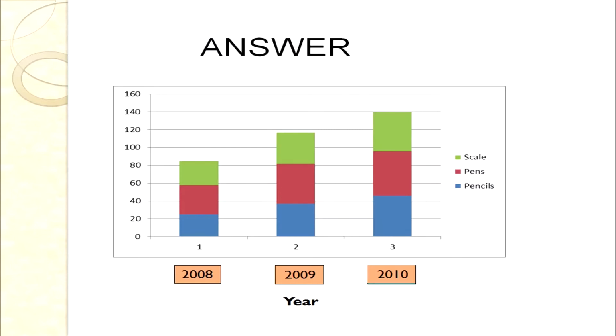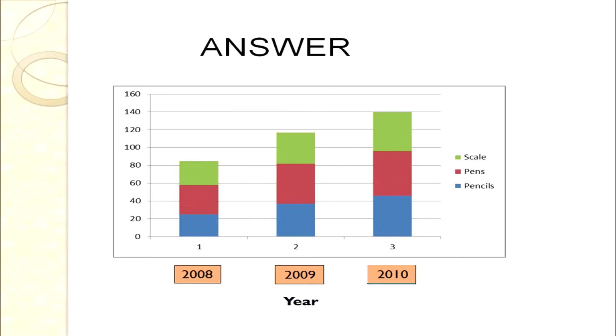On the x-axis we have mentioned the years 2008, 2009, 2010. On the y-axis, you can see over here, colors have been given for scale, pens and pencils. You can see in year 2008, blue shows pencils, red shows pens and green shows scale. The total length was 85. Now, in the previous slide, as you can see, the data was given. We have just plotted first the pencils, drawn a line, and then whatever the data given for the pens, we add it up to get a cumulative value, draw the next line, and the leftover space is for scale.